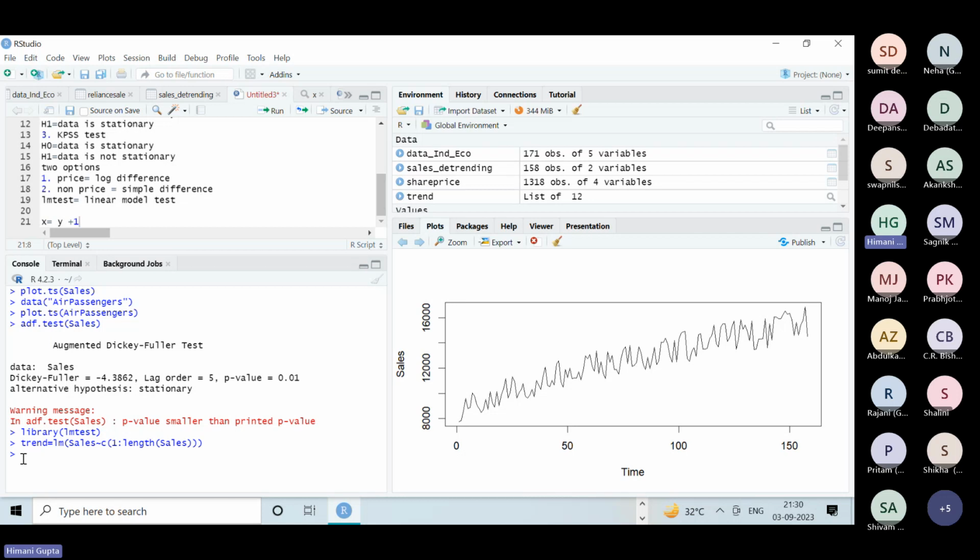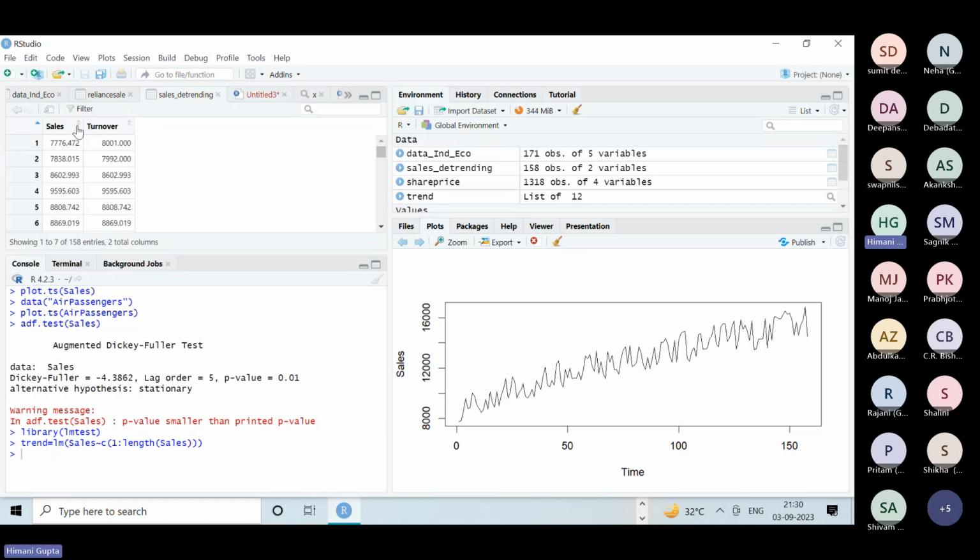Now what I have to do? I have to remove this trend from my sales. If I remove this trend from all these sales, you will get the data without any trend. That means now you will not get the line like this. It will not be going upward. It will be flat.